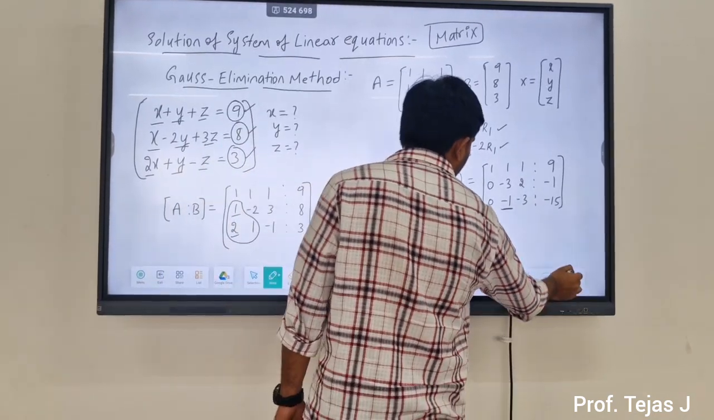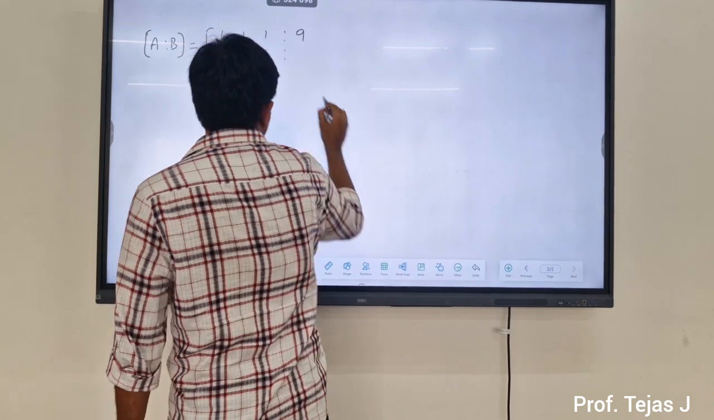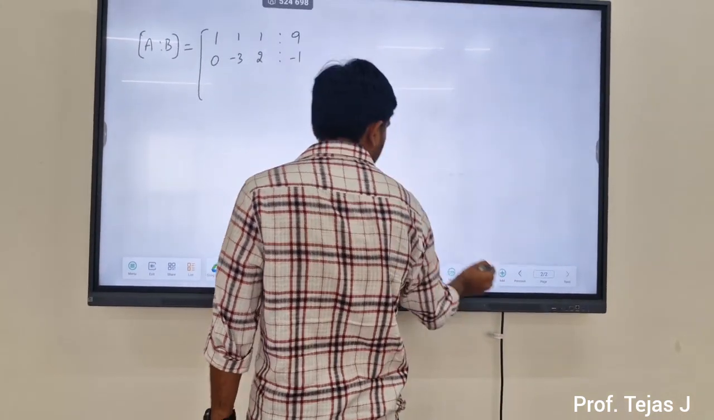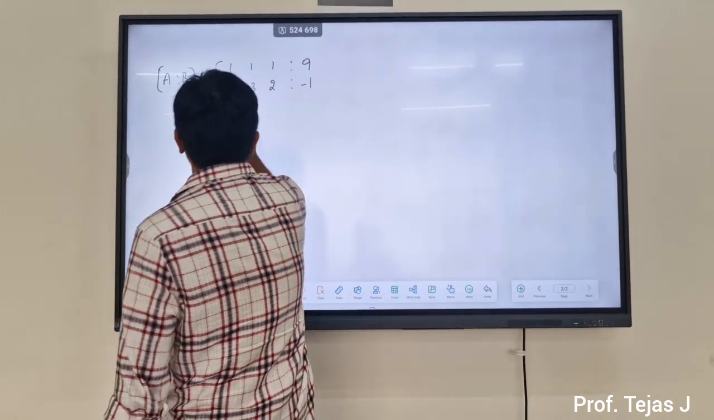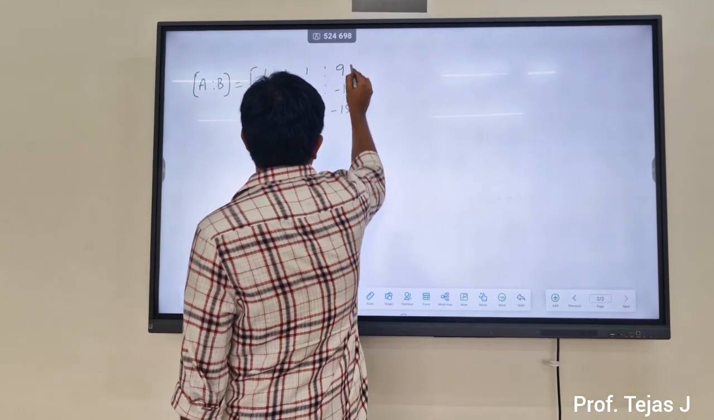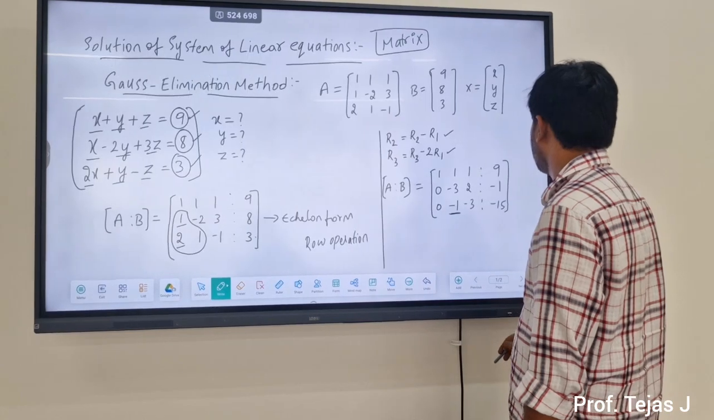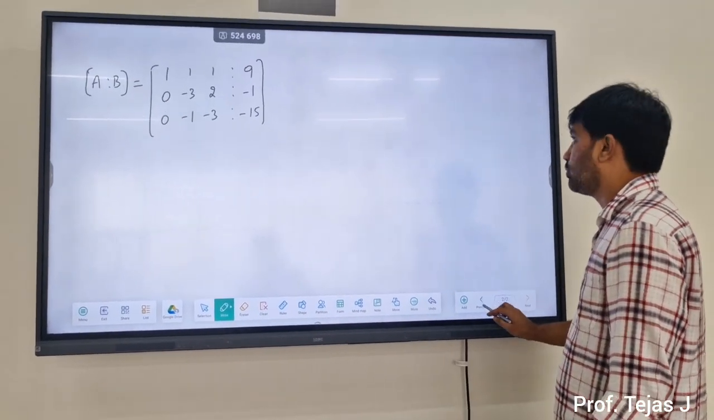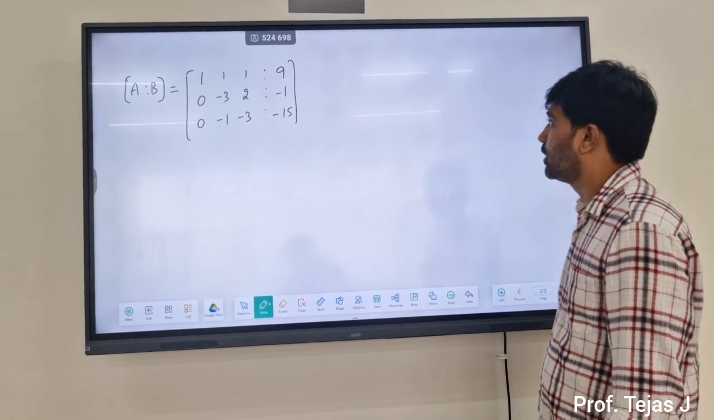Then we have the value 0, -3, 2 with the constant -1. Then 0, -1, -3 with the value -50. This is the value we have: 0, -1, -3 and -50, 1, 1, 1, 9 and 0, -3, 2, -5.